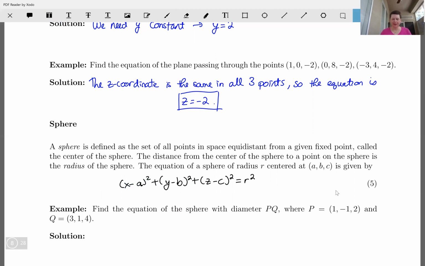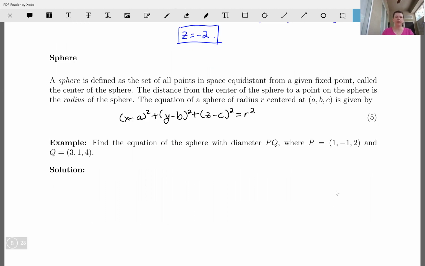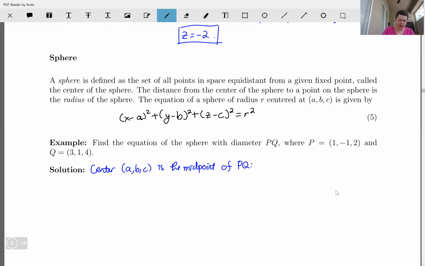Okay, let's find the equation of the sphere with diameter PQ, where P is the point 1, -1, 2, and Q is the point 3, 1, 4. So we have to do 2 things here. We have to find the center and we have to find the radius. The center is going to be the midpoint of PQ. We'll call our center (a, b, c), and that's the midpoint of, again, our diameter PQ. And we know how to find a midpoint from algebra, right?